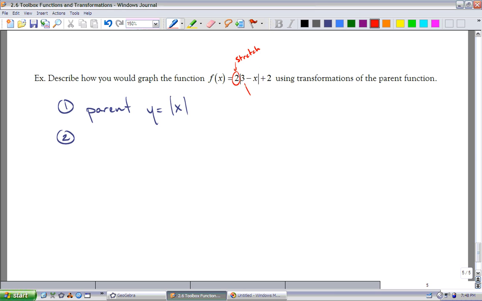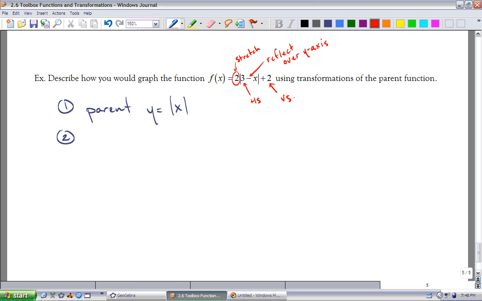Then we have a horizontal shift. We also have, in this case, since x is negative, a reflection over the y-axis. And then we have also a vertical shift. Okay, so we got a lot of things going on here.